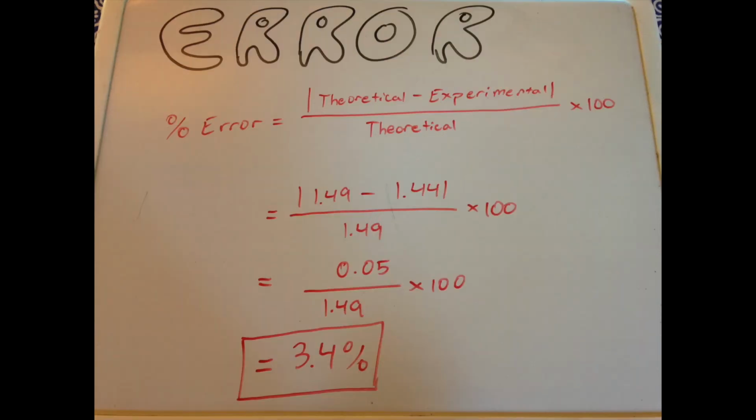With an imperfect prism and grade school level measuring devices, the percent discrepancy between the experimental and theoretical index of refraction of acrylic, which is about 1.49 at this wavelength of light, was 3.4%. I would say that's pretty good.